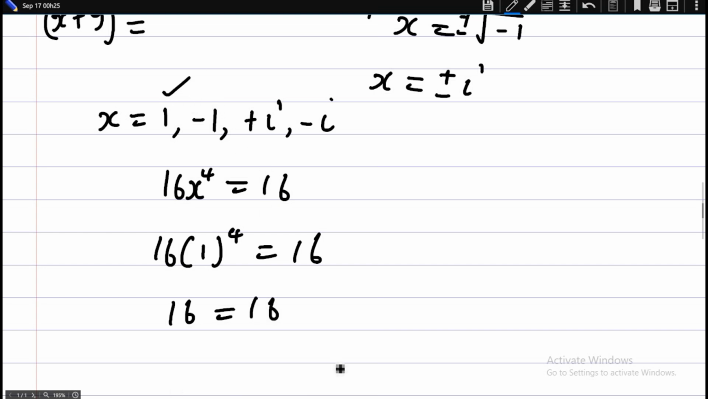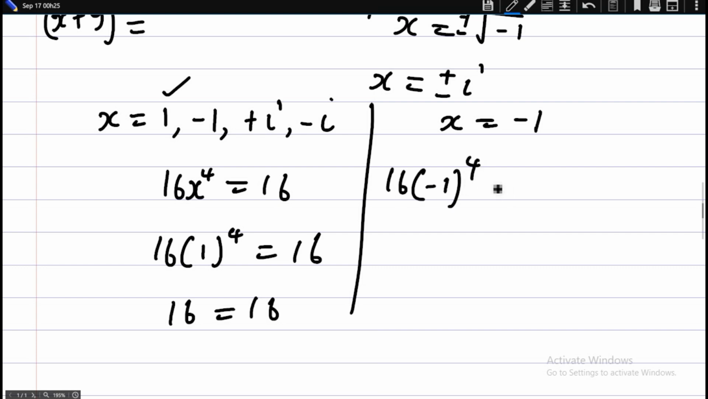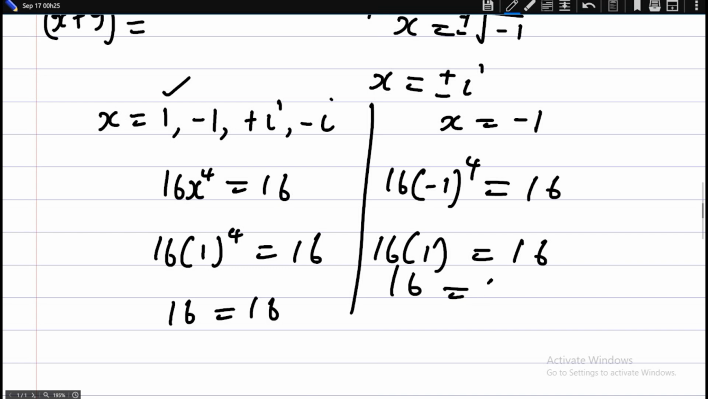Now let's check for the second condition. For the second condition, we have that x is equal to minus 1. So if you put it here, you'll have 16 in bracket of minus 1 raised to power 4. Is it the same thing as 16? Let's check. Now don't forget that if the power of a negative number is an even number, it turns positive. So this is 16 in bracket of 1, which is equal to 16. So therefore 16 is equal to 16. So therefore this one is correct.